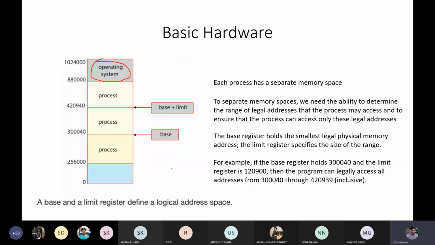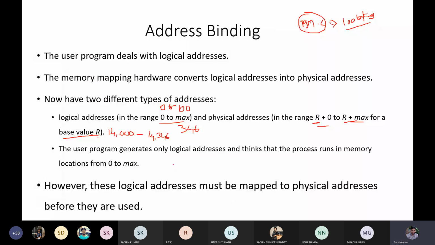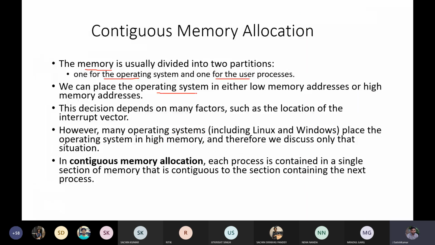You can allot anywhere, but in many of today's systems we can place the operating system in either a low memory address or a high memory address. This decision depends on many factors, such as the location of the interrupt vector, but many operating systems, including Linux and Windows, place their operating system in the high memory. We will assume that it can be kept anywhere because it depends on many factors, but many operating systems keep the operating system on the high memory, that is, on the top.